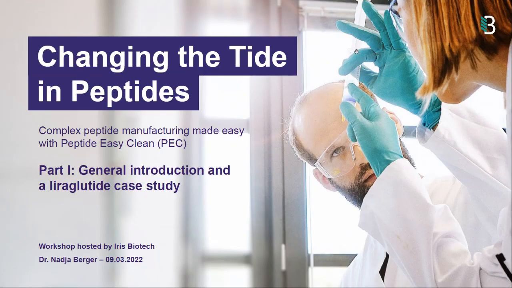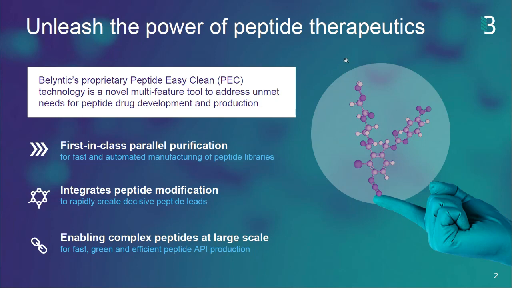Thank you, Raimund, for your introduction, and welcome everyone to the first part of this workshop, where I am first going to introduce you to our peptide EasyClean technology, and will then continue to talk about the use of it in the production of liraglutide. Bilintic's proprietary peptide EasyClean technology is a novel multi-feature tool to address unmet needs for peptide drug development and production. It's the first-in-class parallel purification tool for fast and automated manufacturing of peptide libraries. In addition, it allows to integrate peptide modification to rapidly create new peptide leads. And it enables the production of complex peptides at large scale in a fast, green and efficient way.